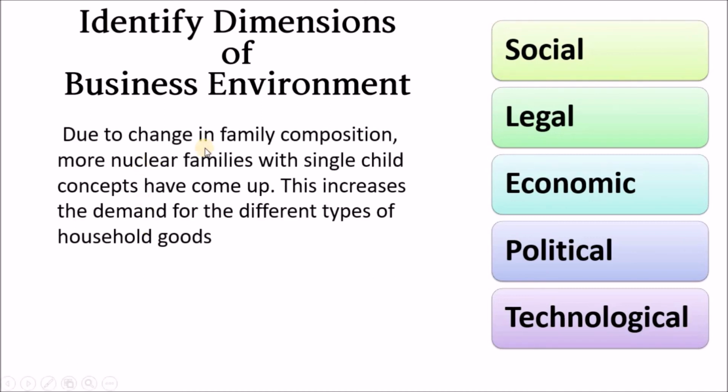Next is due to change in family composition, from nuclear family, the single child concept has come up. This increases the demand for different types of household goods. So earlier there used to be joint families, but now there are nuclear families with less number of children. So due to this, the demand for household goods has increased, because earlier in a joint family, they used to have a shared car, a shared kitchen, a shared TV, but now they have to buy it separately. So this environment again is a social environment.